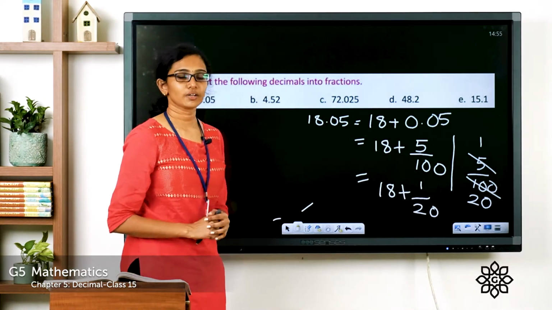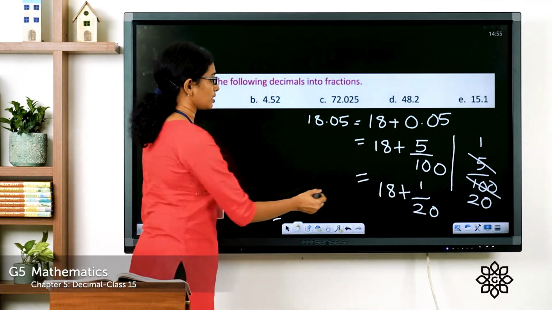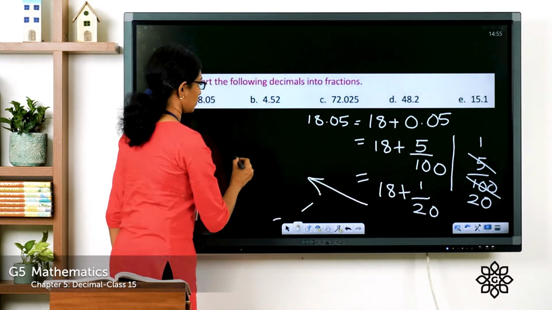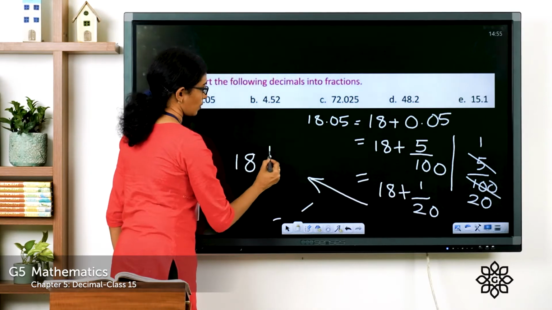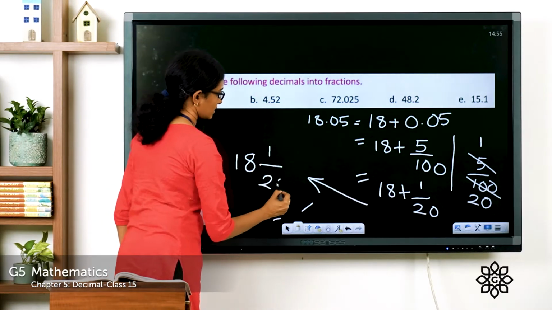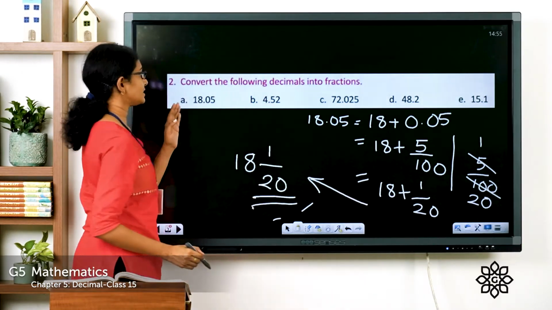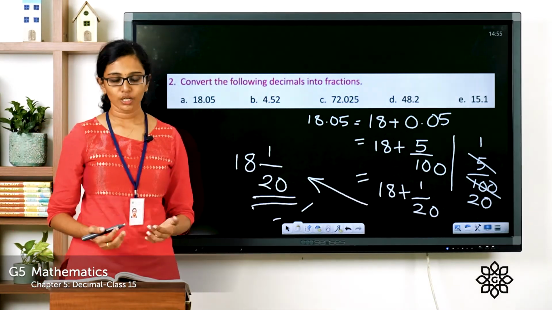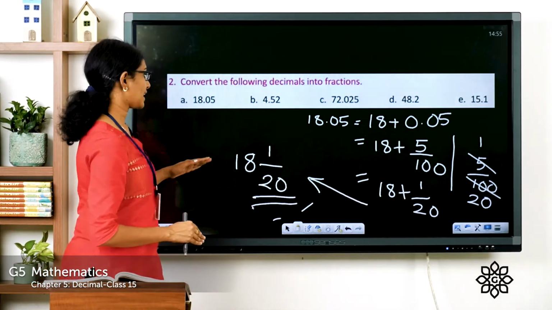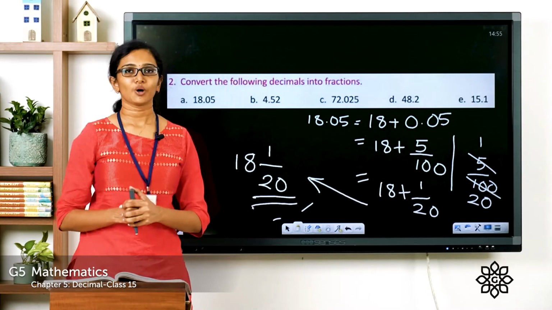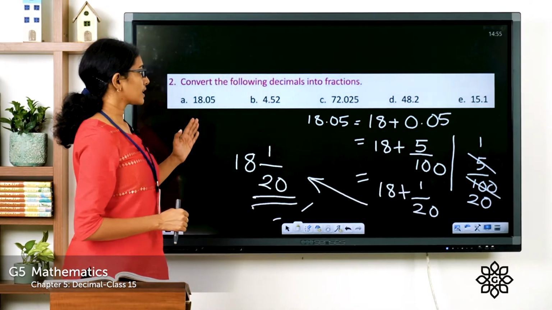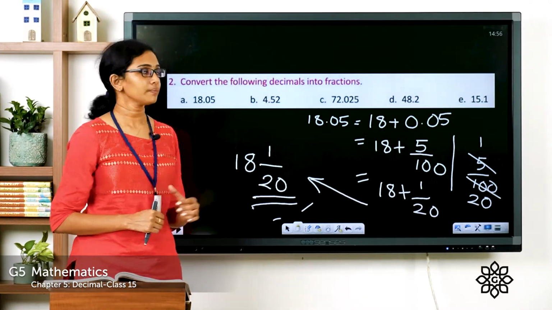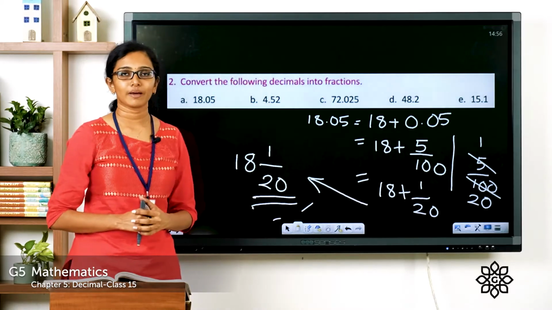And that we can write as a mixed fraction. This would be equal to 18 1 by 20. So, 18.05 is equal to the mixed fraction 18 1 by 20. Hope this is clear to you. Now, you can complete the rest of the questions from question number 2 in the same method.